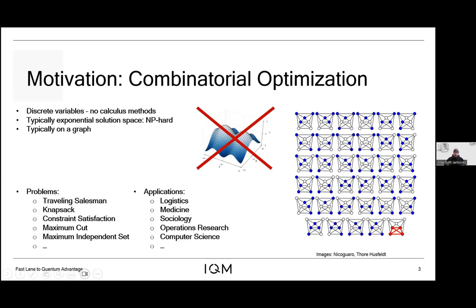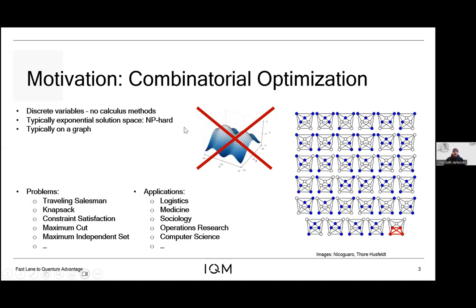There are a lot of optimization problems, and optimization problems appear in many, many different disciplines. Sometimes when people talk about optimization, they mean some kind of continuous variable optimization, where you can imagine a graph of energy landscapes, but that's not what I'm going to talk about here. For these kinds of problems, we can use calculus methods to find the minima. But I'm going to talk about combinatorial optimization.